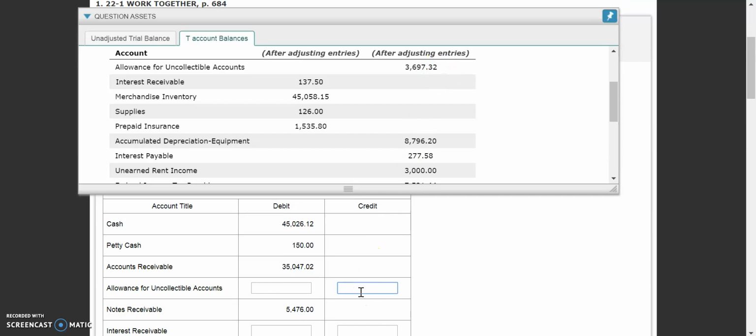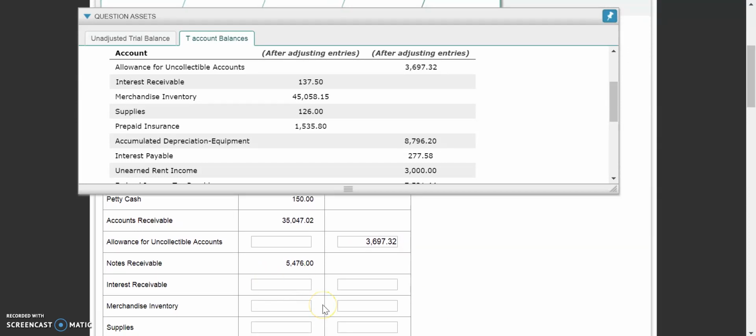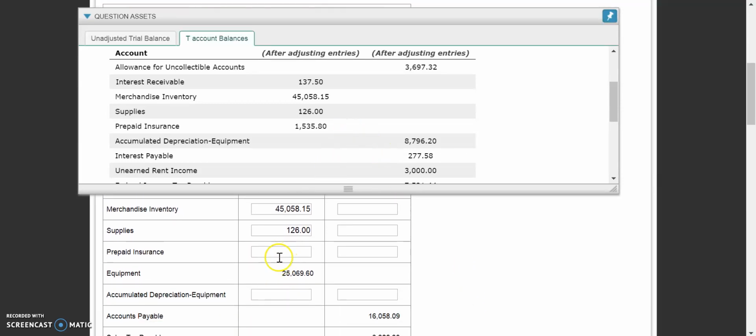That's the amount that we're going to want to put in here and then carry on. So then we also have interest receivable that needs to be updated to the $137.50. Merchandise inventory has a balance of $45,058.15, again coming from our updated T account. Supplies has an updated balance of $126. Prepaid insurance has an updated balance of $1,535.80.